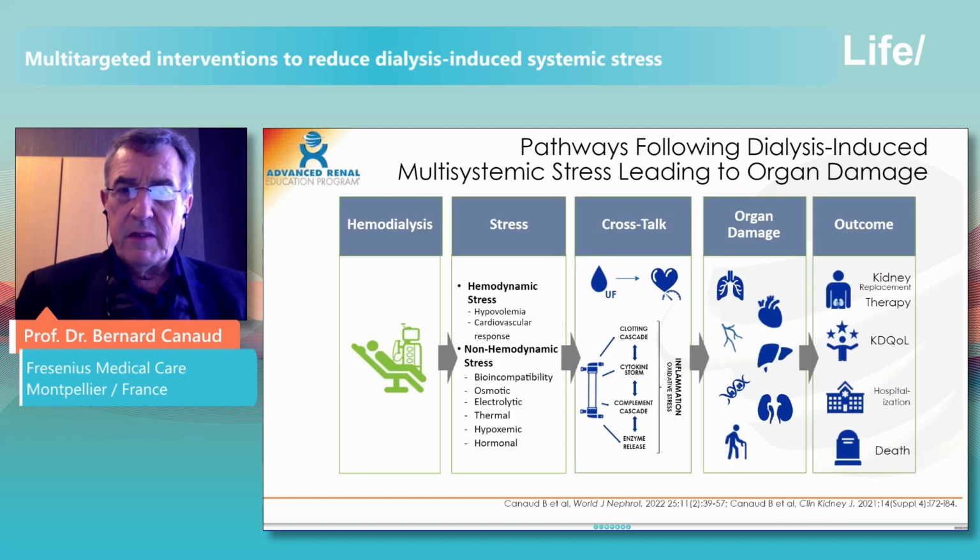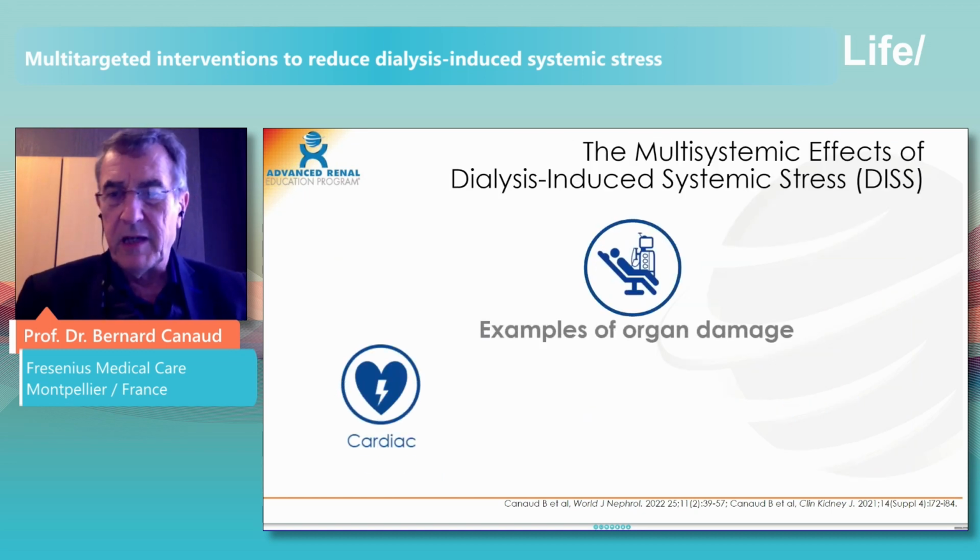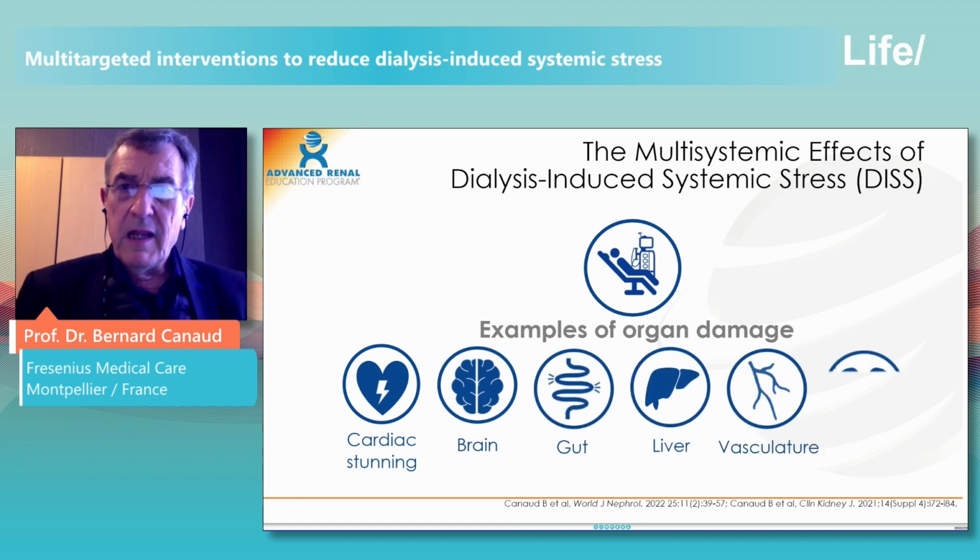Now, I'm sorry, too fast. So, just in summary, the pathway, you understand from the left to the right: hemodialysis session, stress, hemodynamic, non-hemodynamic, crosstalk, organ damage, and this is part of the outcome of the patient, affecting the quality of life, contributing to the hospitalization, morbidity, and sometimes death of the patient.